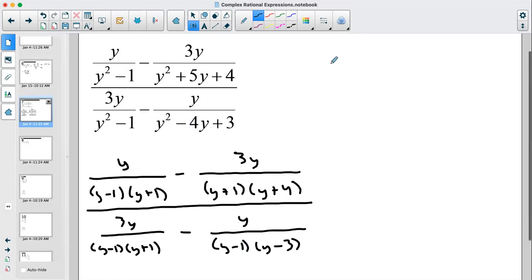So you can still build the LCD the same way. I'm going to build it. I'm not going to have enough room to write it because it's going to be pretty long, so I'm going to write it up here. To start with, I take this denominator, which is y minus 1 times y plus 1. Remember, this is the LCD I'm building up here.